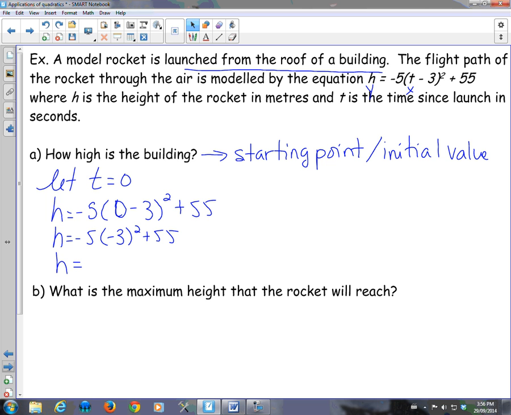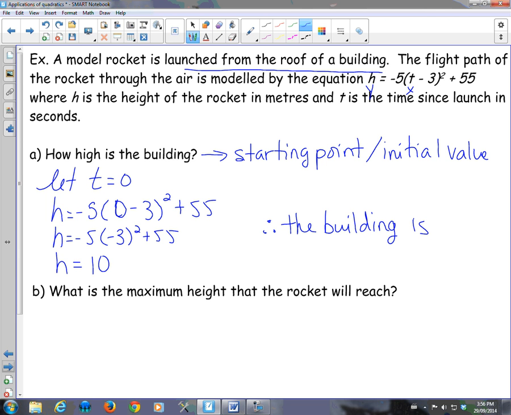All right, I found my calculator. See if I can get an answer here. We have negative 45 plus 55, 10 meters. So we've got 10 for an answer. That tells us the building is 10 meters high.